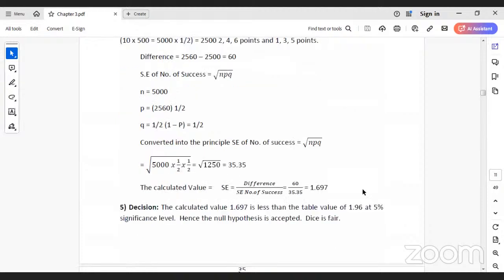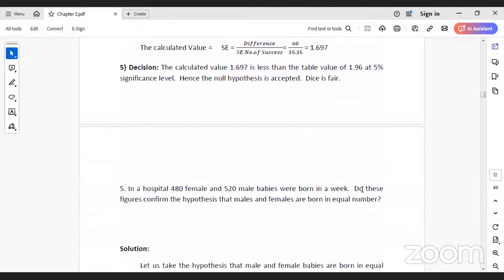Okay. So the calculated value is equal to the difference divided by the standard error of number of success, which is 60 divided by 35.35, equal to 1.697. So the decision is like this. We have to write: the calculated value 1.697 is less than the table value of 1.96 at 5% significance level. Hence, the null hypothesis is accepted. Dice is fair. Okay, so these are the four problems.